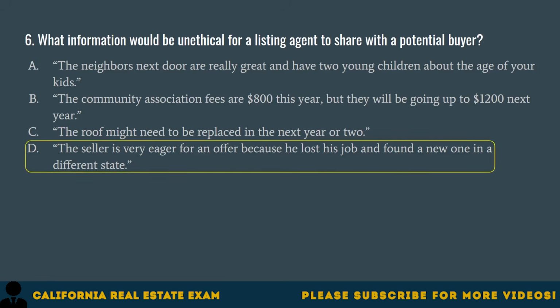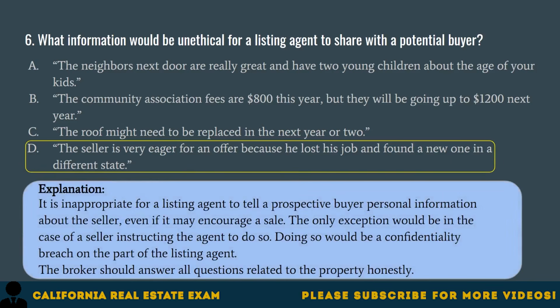The seller is very eager for an offer because he lost his job and found a new one in a different state. It is inappropriate for a listing agent to tell a prospective buyer personal information about the seller, even if it may encourage a sale. The only exception would be in the case of a seller instructing the agent to do so. Doing so would be a confidentiality breach on the part of the listing agent. The broker should answer all questions related to the property honestly.